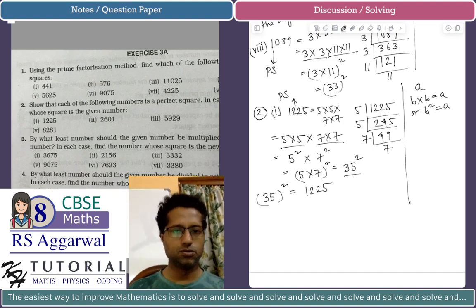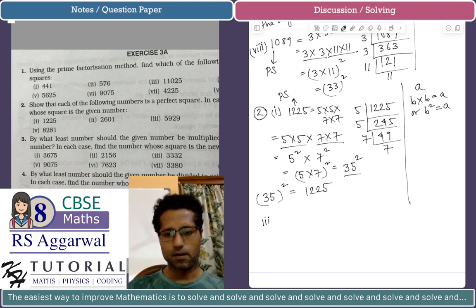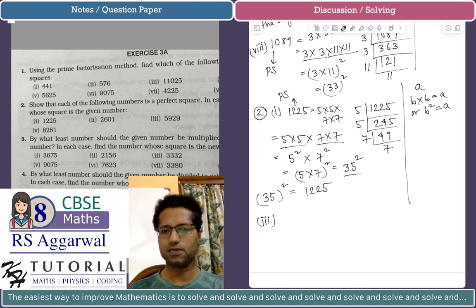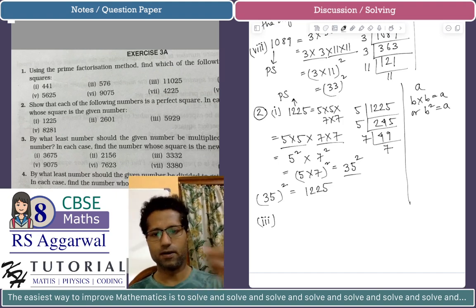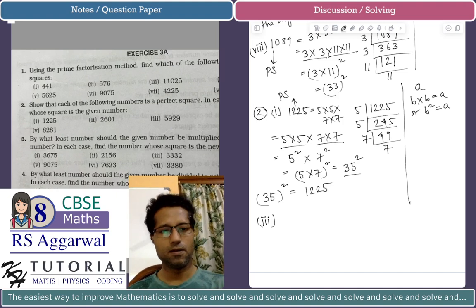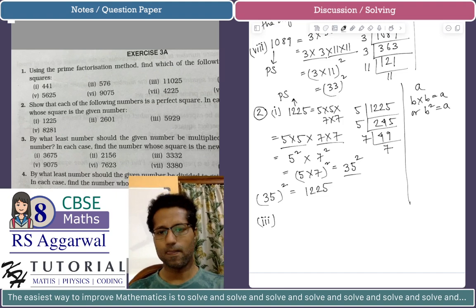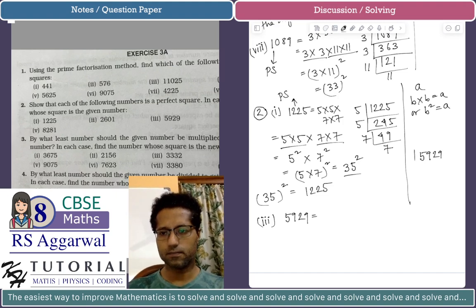Okay, let's do part 3. Now I do not think I need to solve the rest of the problems. You got the basic idea. Even though you can do it on your own, I am pretty sure about it, but let's do some more problems. So part 3 is 5929. So let's find out the prime factorization of 5929.